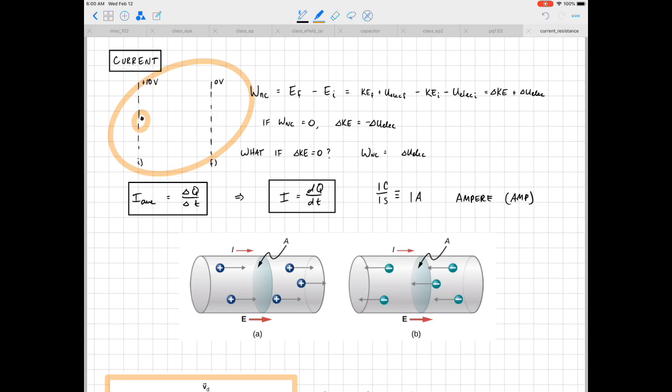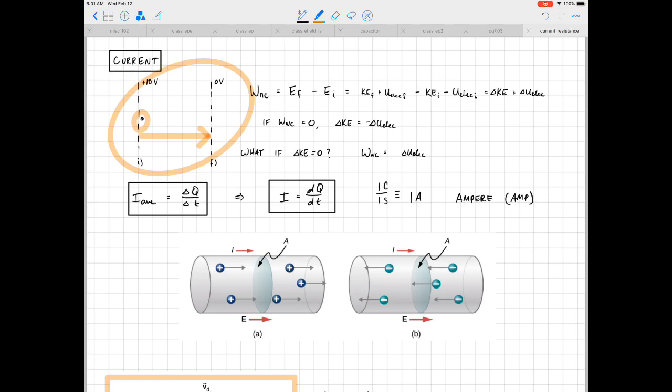In our previous discussions, we've recognized that that positive charge will accelerate to the right. The electric field is pointing down the potential hill. And so that charge will accelerate to the right, speed up, and be moving with some speed by the time it reaches that 0 volt line.